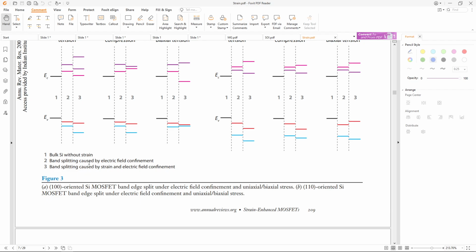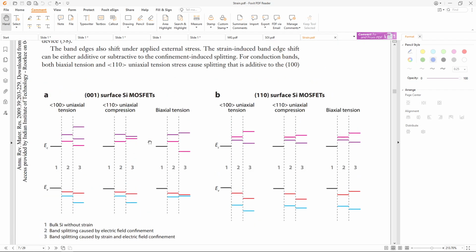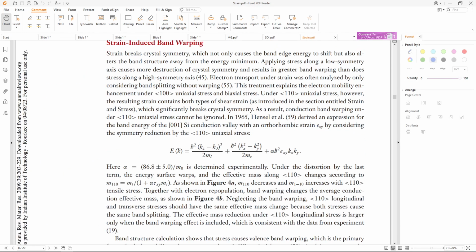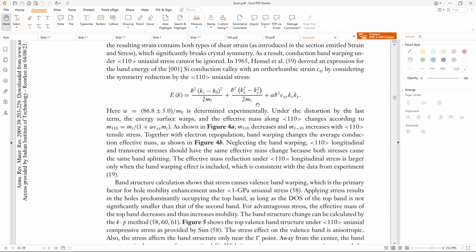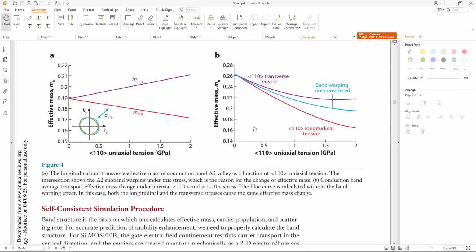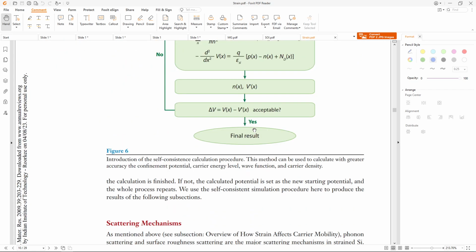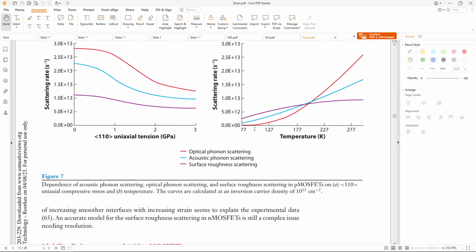There is band splitting caused by electric field confinement, and band splitting caused by strain and electric field. All of those are shown here. And because of that, there is this phenomenon known as band warping, and band warping changes the mobility. This article describes all of those things in some detail.